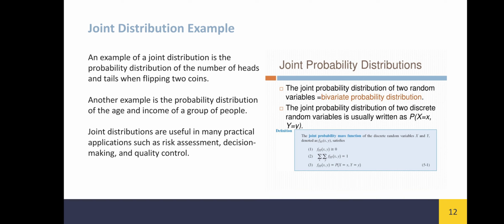Joint probability distribution. The joint probability distribution of two variables is equal to the bivariate probability distribution. The joint probability distribution of two discrete random variables is usually written as p(X = x, Y = y).